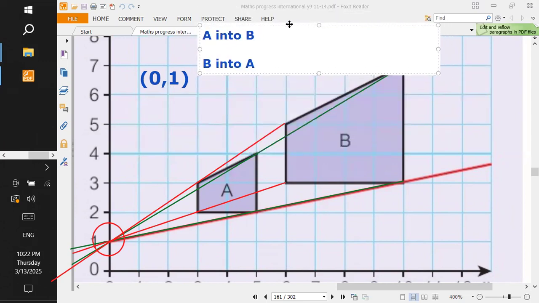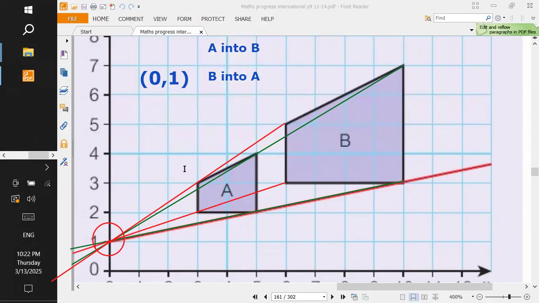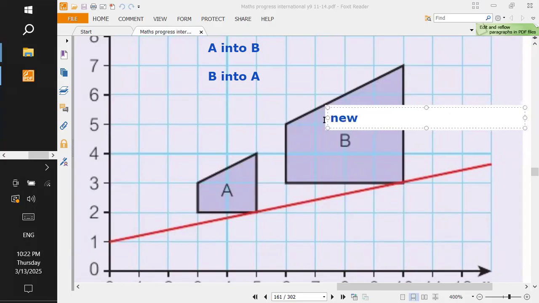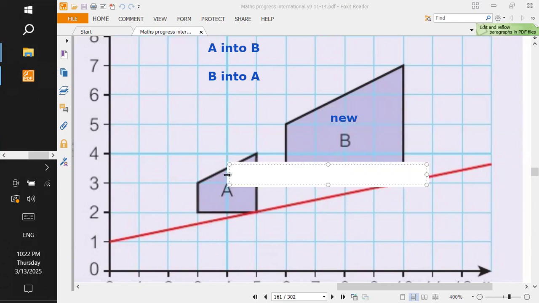Okay, let's put this here. Let's remove these lines, you already understand the lines of matching, so we don't need these anymore. If they tell you shape A is enlarged into B or gives B, this means that B is the new shape, or the image of enlargement, and A is the original. So the original is A and the new one is B.